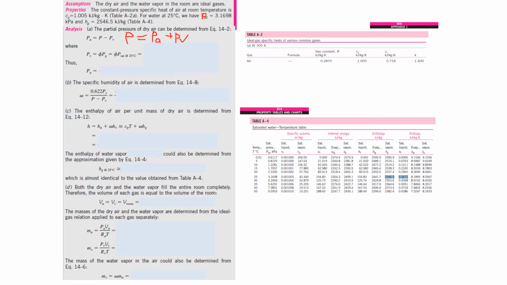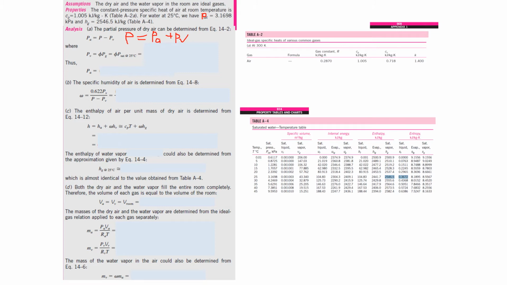If you rearrange, you will see that the partial pressure of dry air is equal to your total pressure minus the partial pressure of water vapor. Because this is the first formula that you can obtain from Dalton's law, you can also find your partial pressure of water vapor based on the definition of relative humidity. That is PV over PG. We know our PG is the P saturation at 25 degrees C. This value is given to you, so multiply with that. That will give you the partial pressure of water vapor here. We know what is the total pressure. You subtract these two, that will give you your partial pressure of dry air.